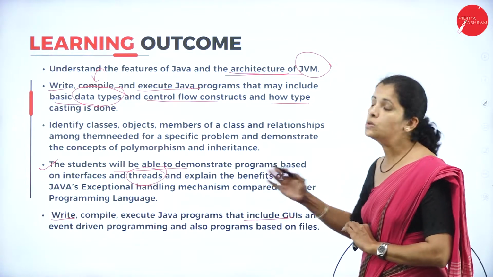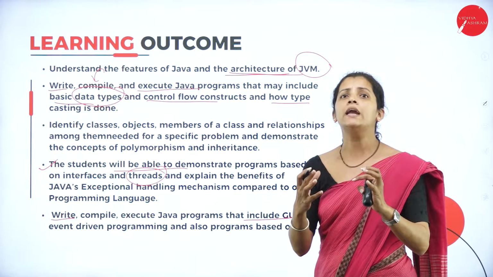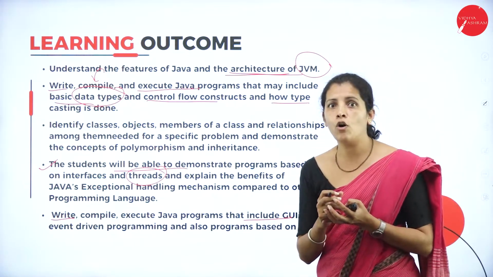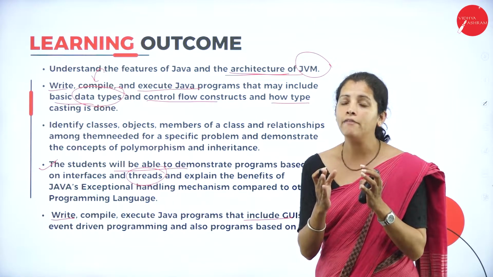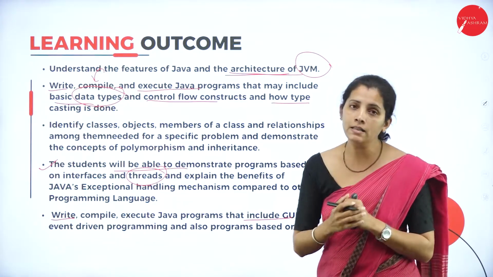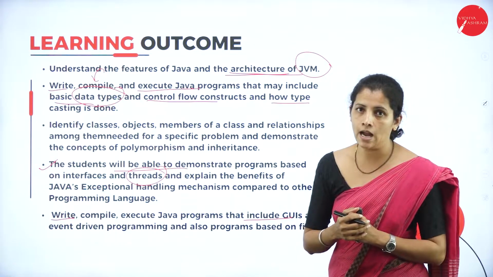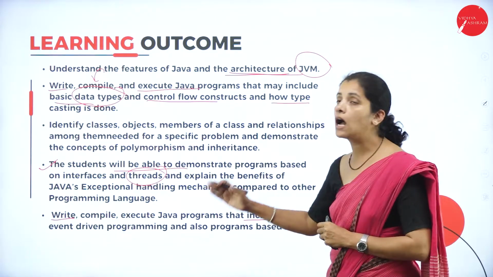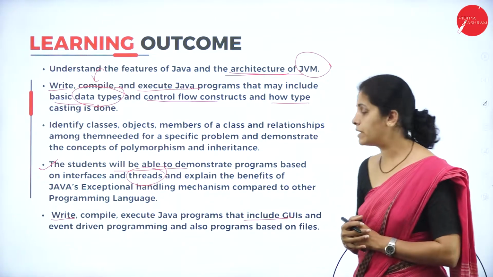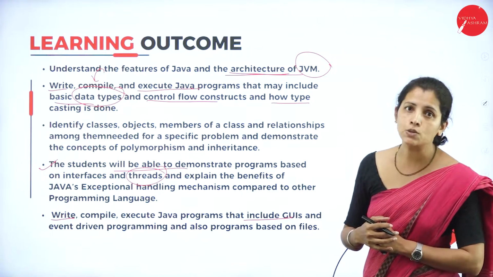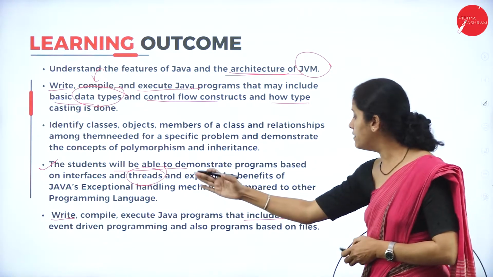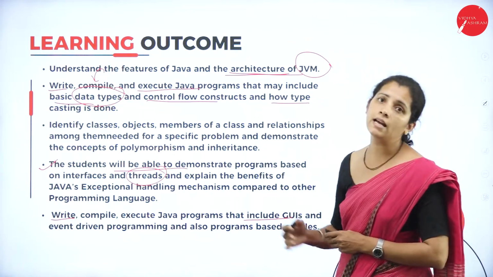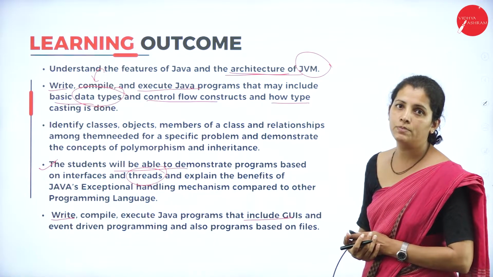That means users are able to create their own forms. When I say form, we are going to have text boxes, labels, buttons, etc. By using the Java programming language, students are able to create graphical user interfaces as well as event-driven programs. So these are the certain learning outcomes of this subject.